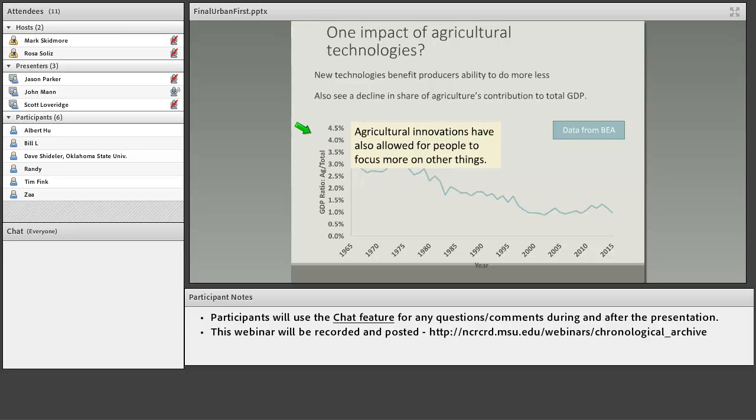So in essence, we come back to this idea of what agricultural innovations have done. They have allowed producers to do more with less, but they also have potentially allowed people to focus on other things. And when we think about this more broadly, it could account potentially for some of the change from people moving from rural areas to urban areas.